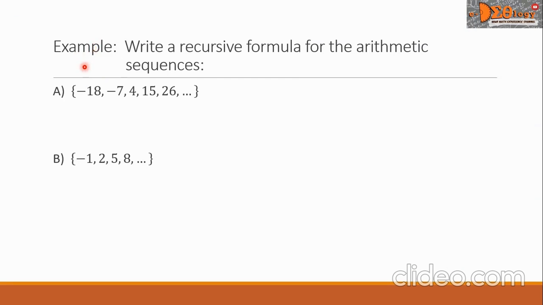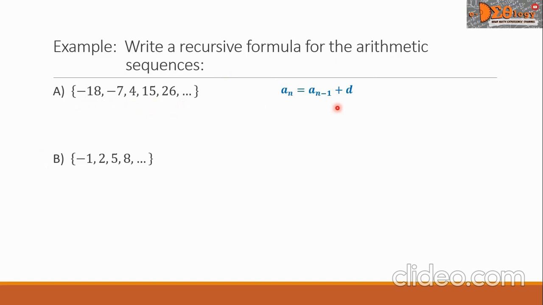Let us have an example. Write a recursive formula for the arithmetic sequences A and B. Let us begin with example A. We have negative 18 as the first term, negative 7 as the second term, 4 is the third term, 15 the fourth term, 26 is the fifth term, so on and so forth.